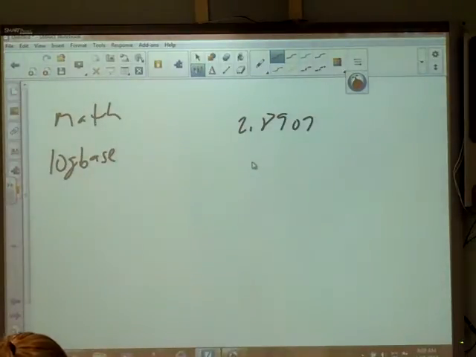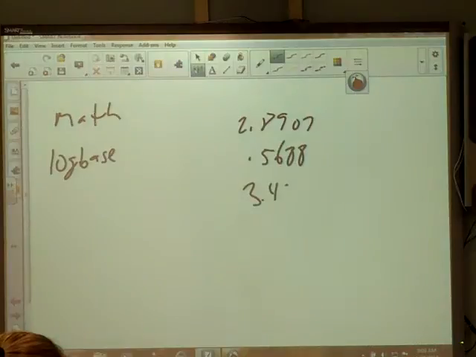Okay, everybody all right on that? Number 5, I had 0.5688. So y'all might have had 0.57 if you rounded to hundredths. Everybody okay on that? What did you get? 0.57. That'd be good. Okay, on 6, I had 3.4594, which if you rounded to hundredths would be 3.46.